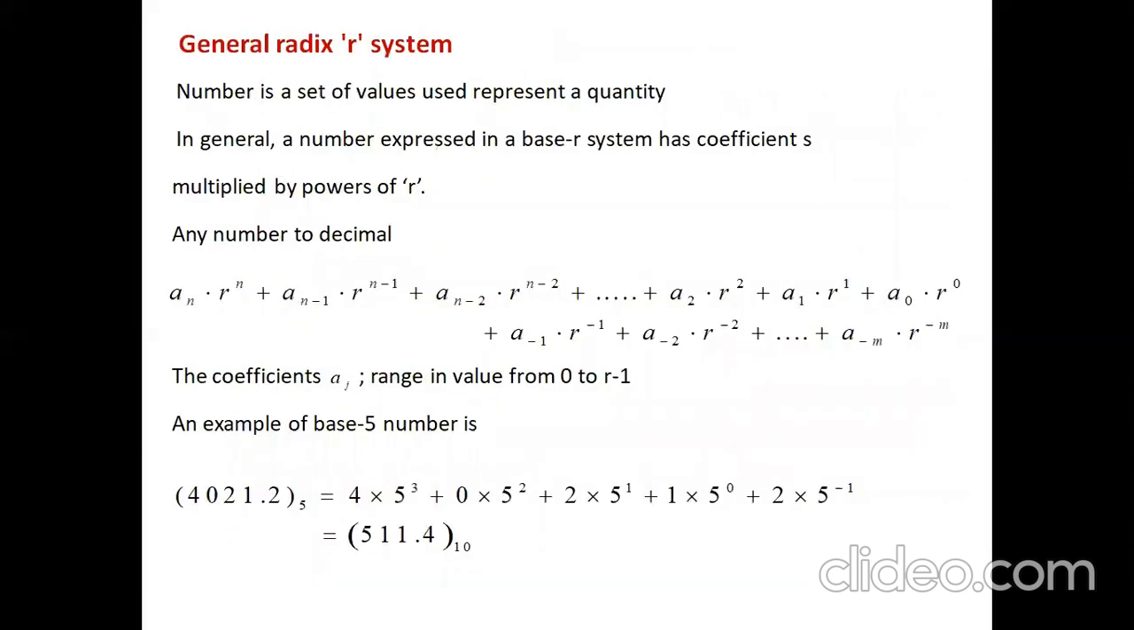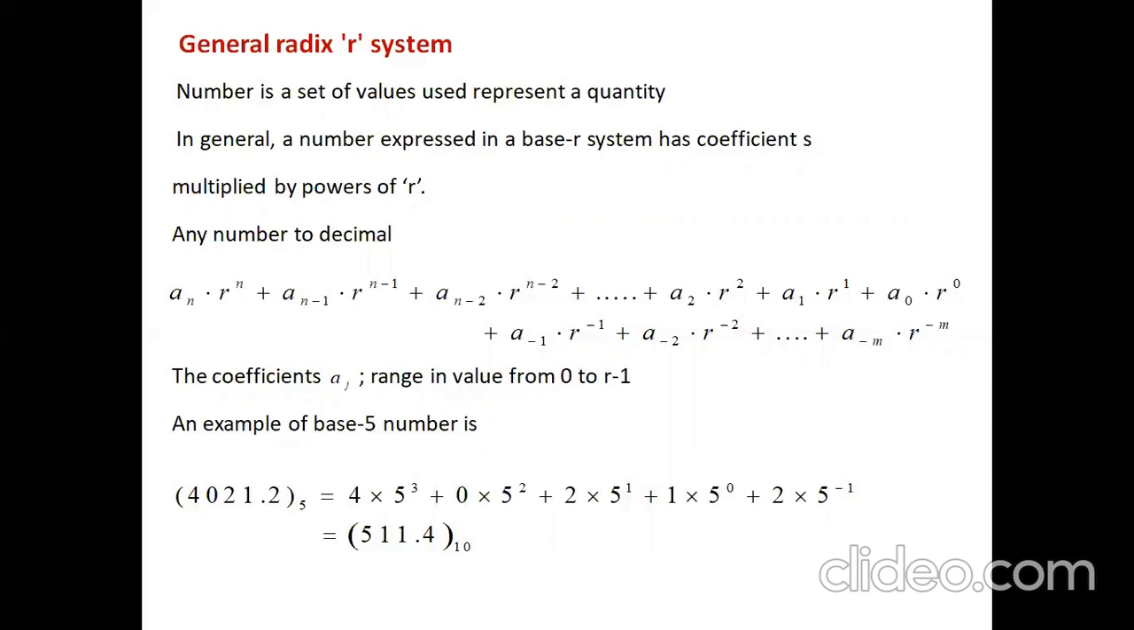Now coming to the general radix R system. This is a number expressed in a base R which is having coefficients multiplied by the power R. Suppose a(n-1), a(n-2) are the numbers in the given base, then those numbers will be multiplied with the corresponding weighting factors. It is based on the powers of the base R.